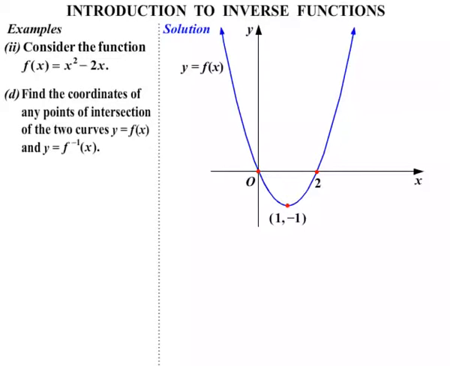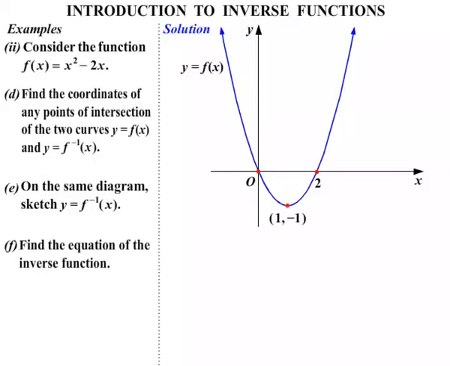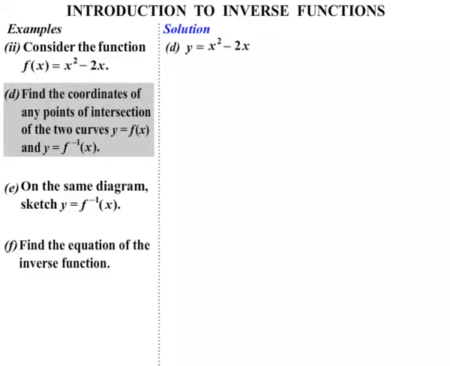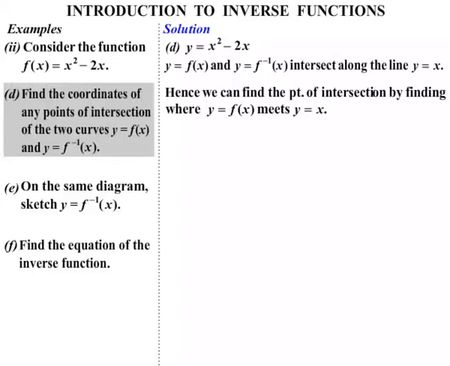Part D, find the coordinates of any points of intersection of the two curves y equals f of x and y equals the inverse function of x. Part E, Part F to follow. Now let's concentrate on Part D firstly. Now y equals x squared minus 2x, our original function. Now we can say that y equals f of x and y equals the inverse function of x intersect along the line y equals x. So hence we can find the point of intersection by finding where y equals f of x, the original function, meets y equals x.